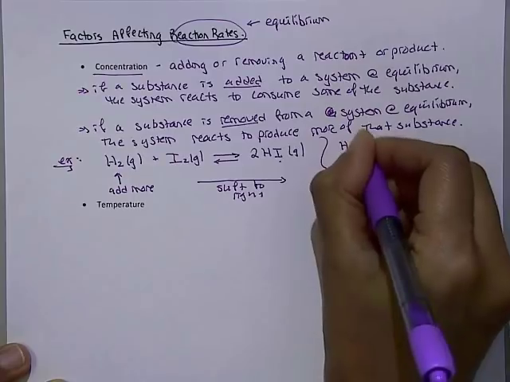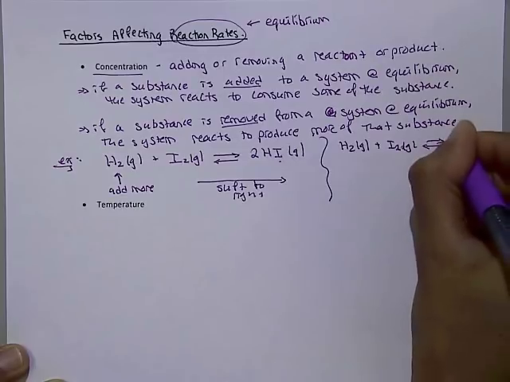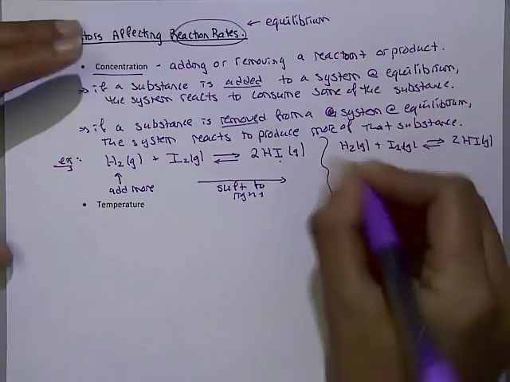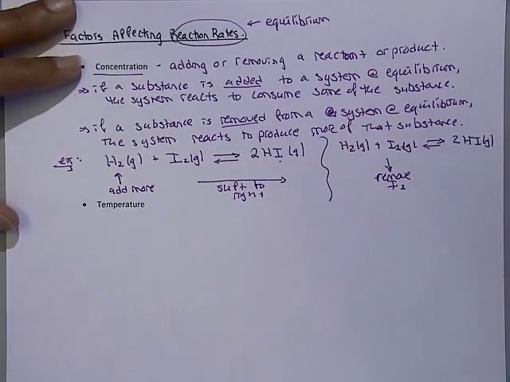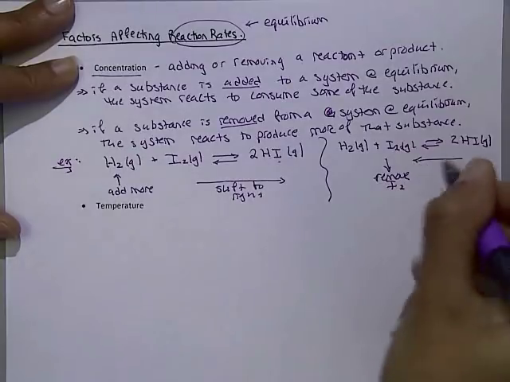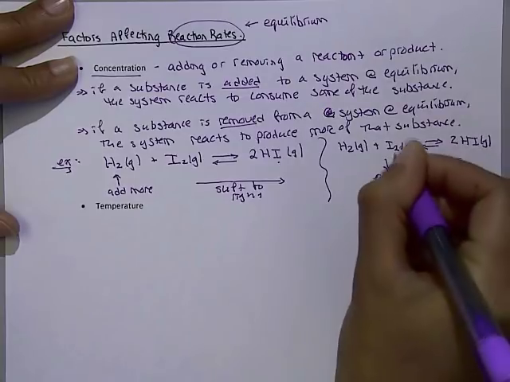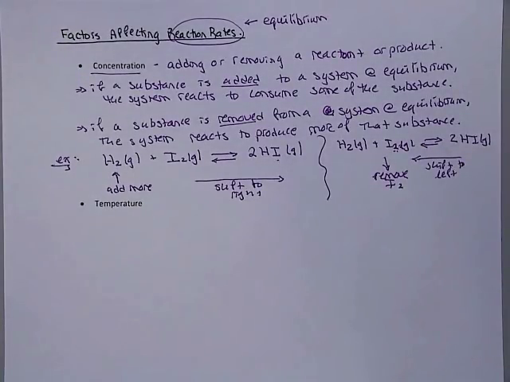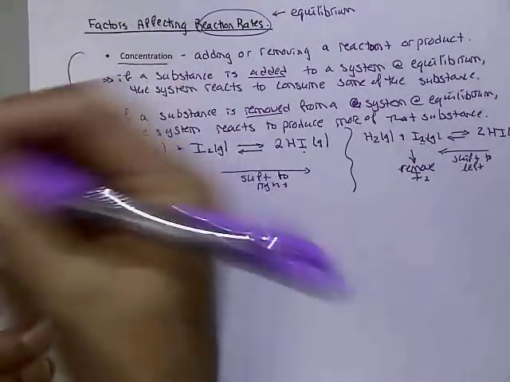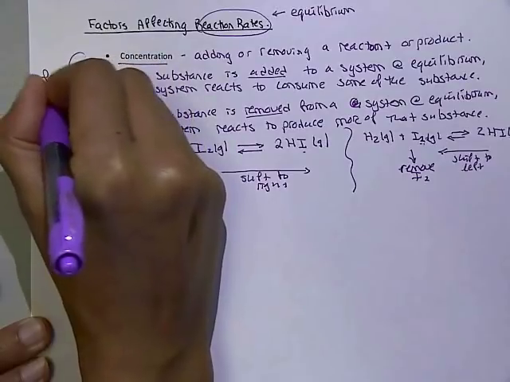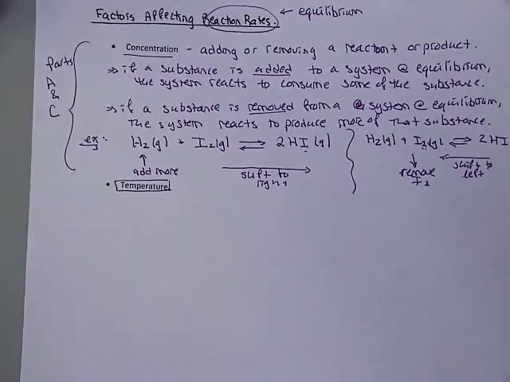Now if we take the same example, and the system's initially at equilibrium, let's say we're going to remove iodine gas. What's going to happen? The system will shift towards the left direction to produce more iodine so that the system is at equilibrium again. So the effect of concentration on reaction rates, and thus equilibrium, is what you're going to be doing in parts A and C. Temperature is another factor that affects equilibrium.